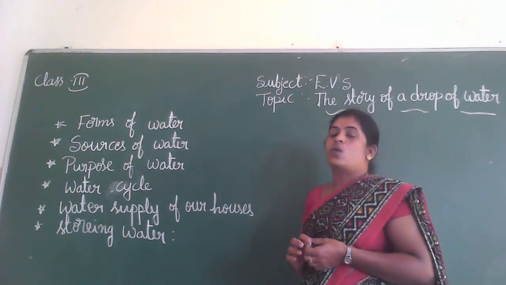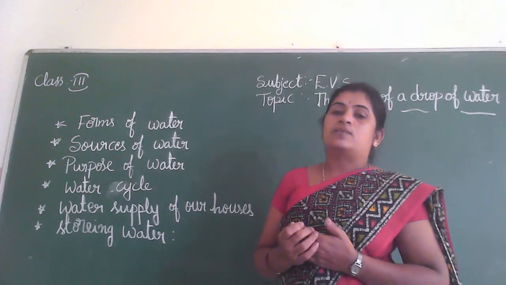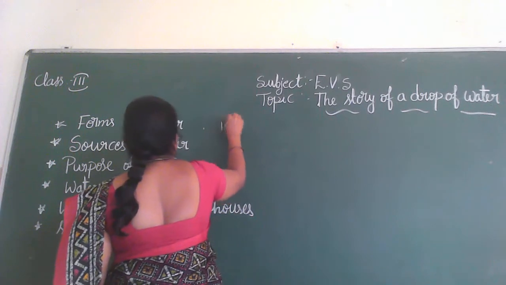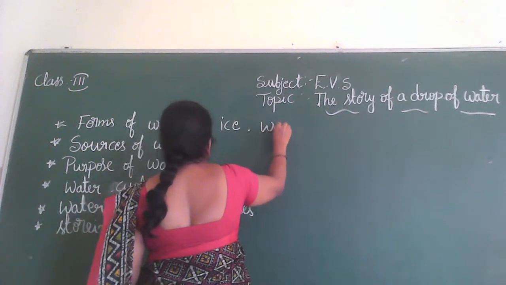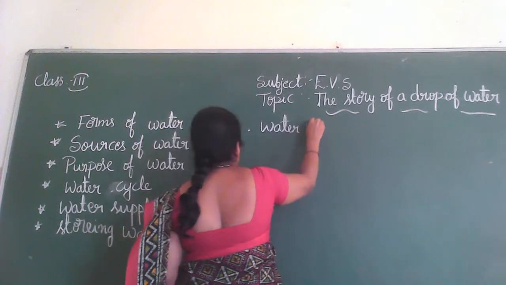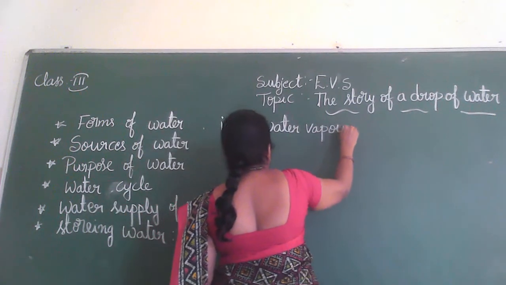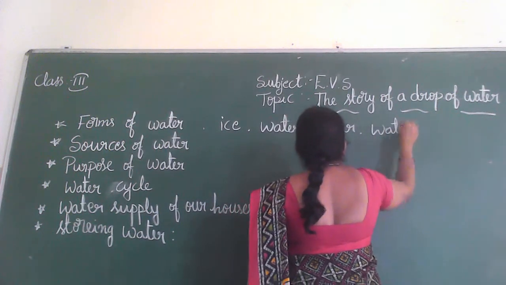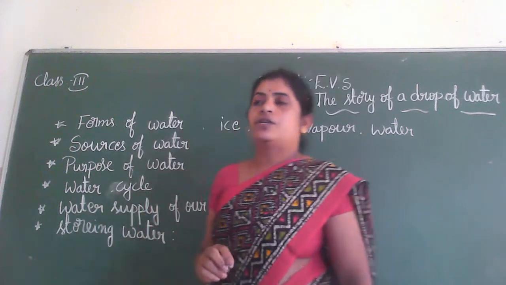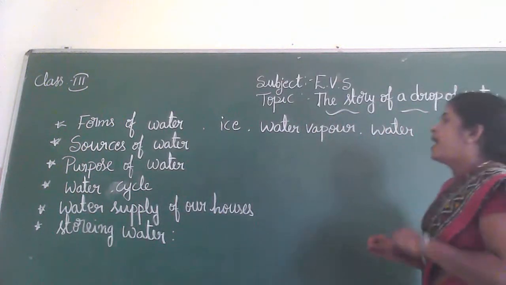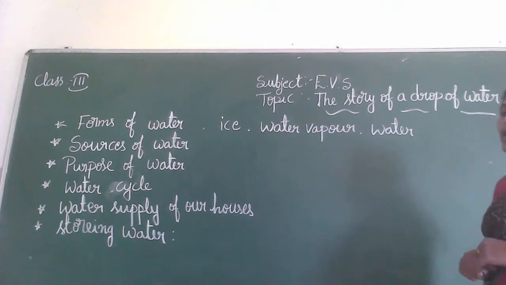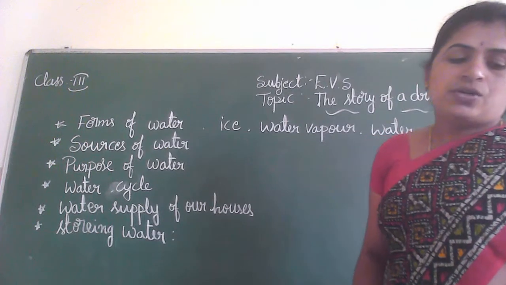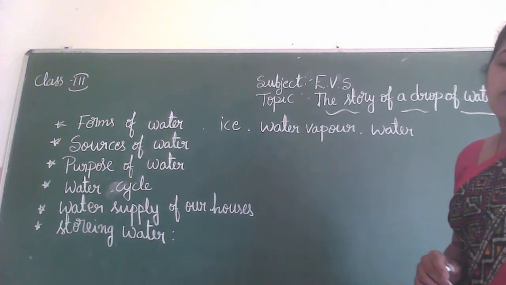Forms of water. Water is found in three forms. One is ice, another is water vapor, and another form is water itself. We can get water in three forms. Which are those? Ice, water vapor and water. These are the three forms of water. So, first we will discuss the forms of water.